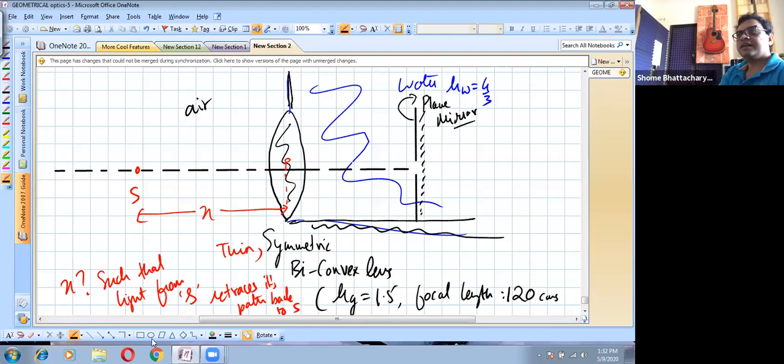Okay, so the general idea is again the same, but the complication is that the two refractions are not air to glass and glass to water. So you cannot use the value of the focal length of the lens which is given, because that focal length of the lens is with respect to air, the standard focal length. So this is the focal length when on both sides we have air.